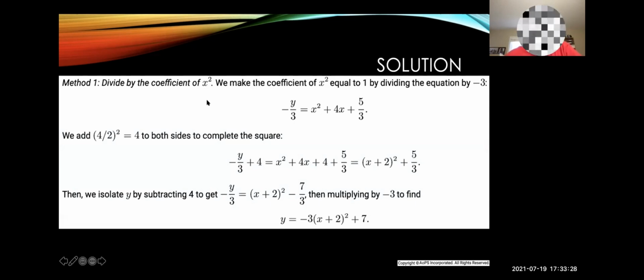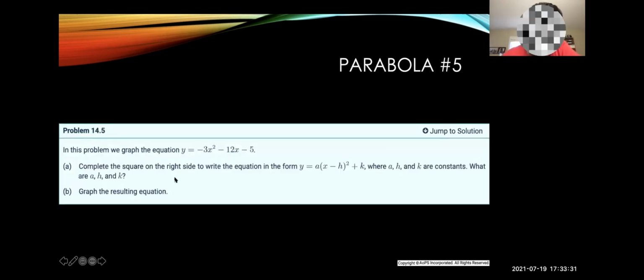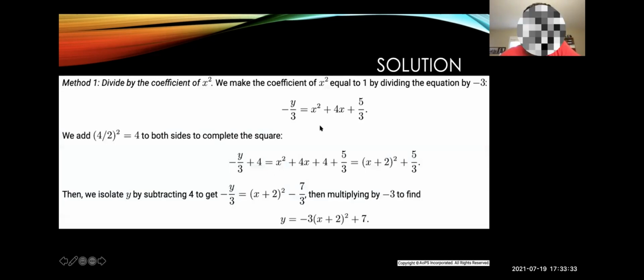Okay, it's been 6 minutes. I'm going to explain this problem now. So first we have to complete the square here. So essentially what we first did is we divided the whole equation by 3 to make sure this coefficient is 1 because that's important to complete the square. And then we figured out that we needed to add 4 to this equation in order to make this a square binomial, which means we add 4 to the other side of the equation here. And then this whole part collapses down to x plus 2 quantity squared plus 5/3. And then so we have negative y over 3 plus 4 equals x plus 2 quantity squared plus 5/3.